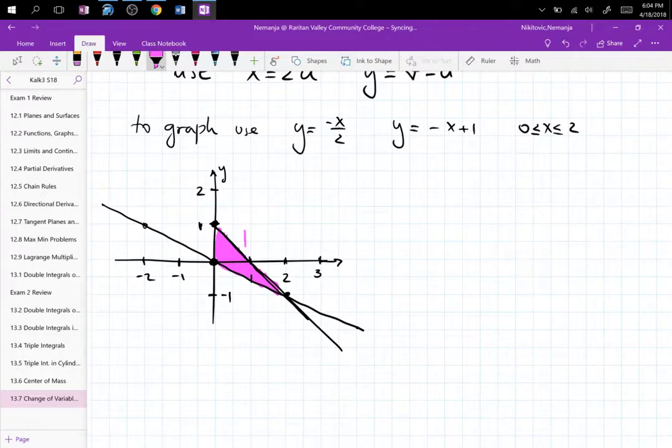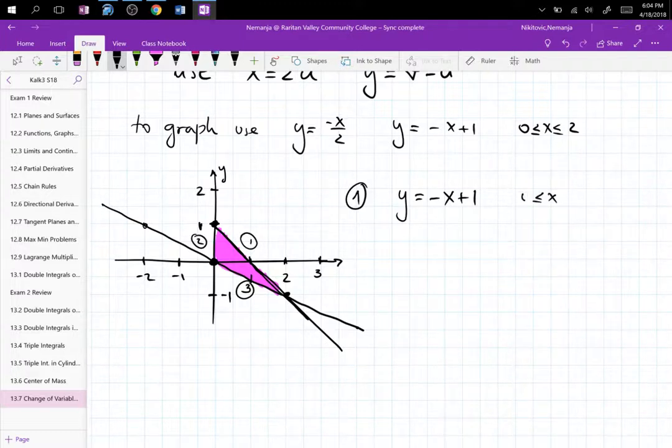We are going to have 1, 2, 3 sides. Now we have to mathematically describe 1. 1 is on this y equals negative x plus 1 line, and x is stuck between 0 and 2. Number 2 is x equals 0, it's a vertical line, and y is stuck between 0 and 1.